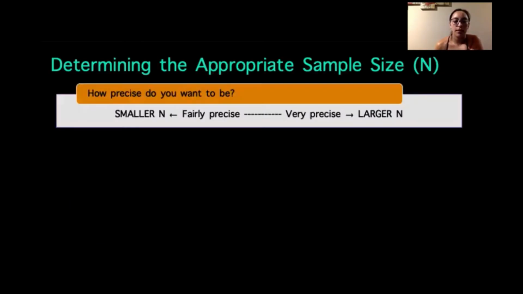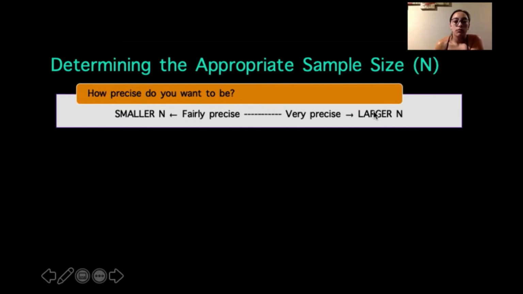We said that power is most affected by changing the sample size. So usually when you do a power analysis, you are determining how big your sample should be. How appropriate your sample size is kind of dependent on several factors. So how precise do you want to be?